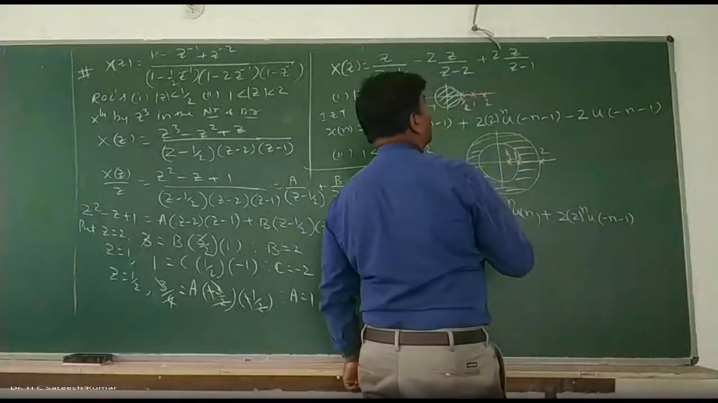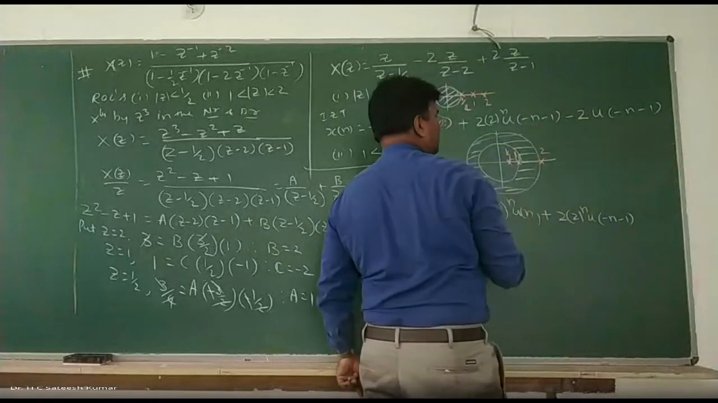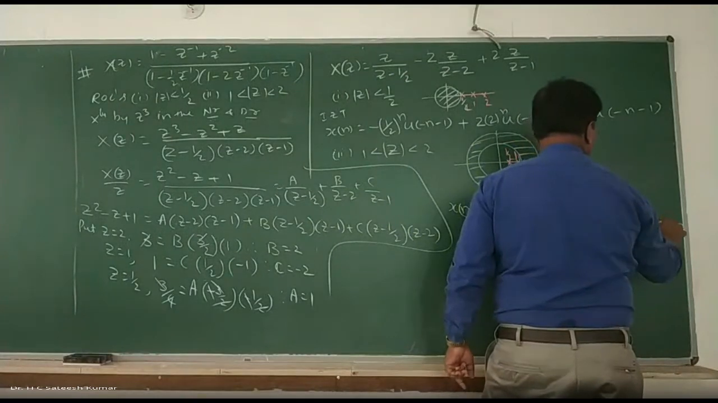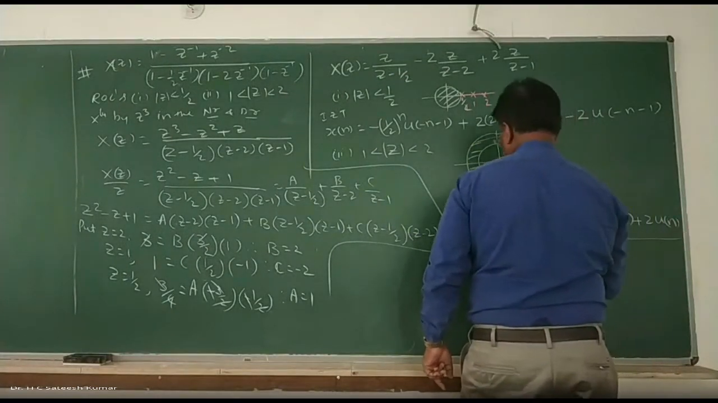And what is that? 1. 1 is what? Right-handed sequence. So right-handed sequence means what? 2 into u of n. That's it. That's how we should do it.